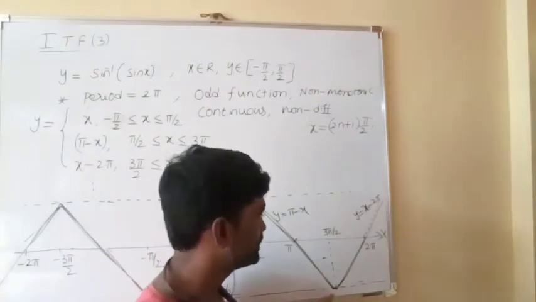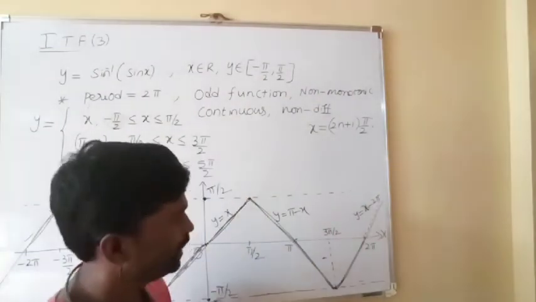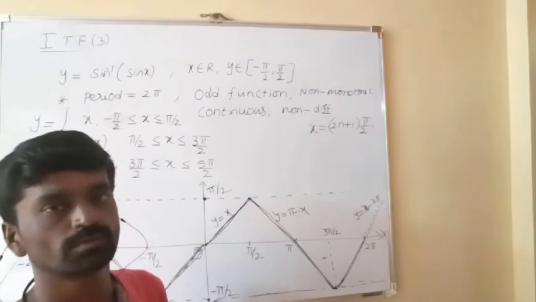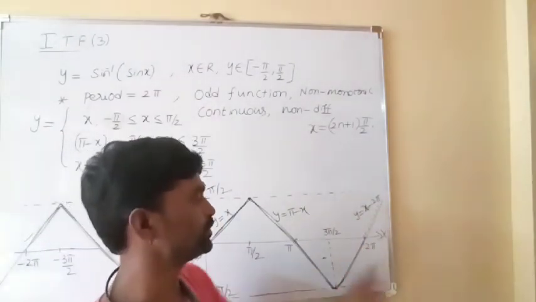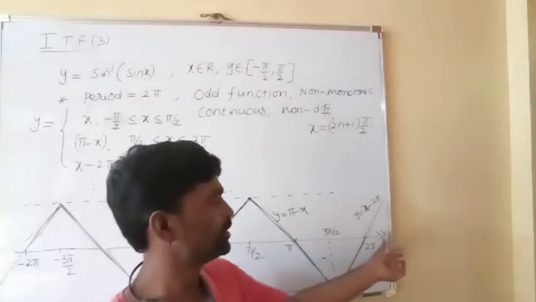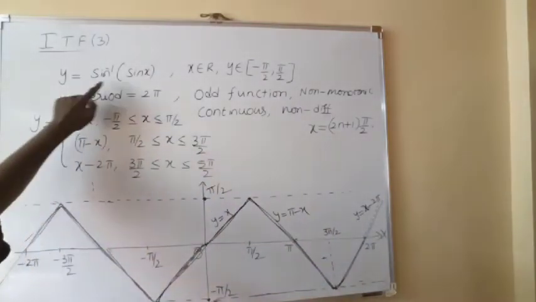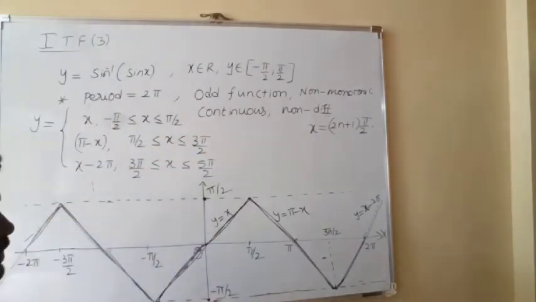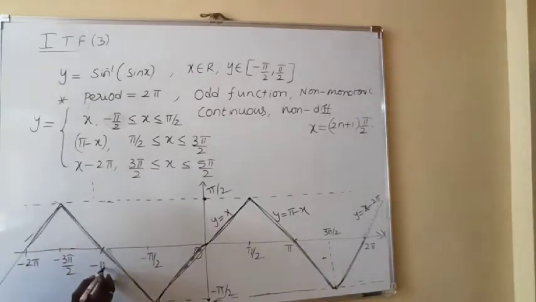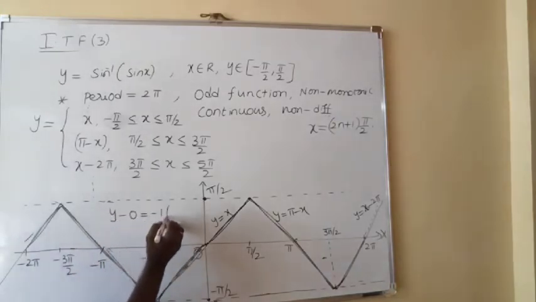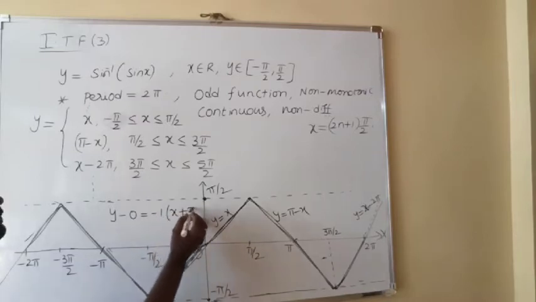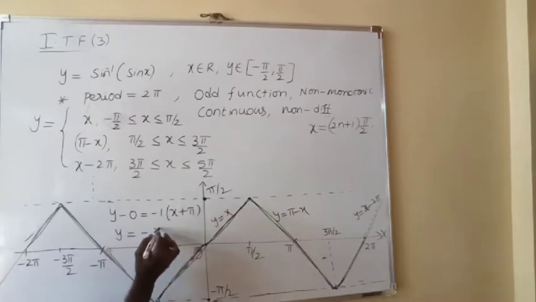As this line slope is minus 1, this line slope must be plus 1, passing through 2 pi comma 0. You can use the point slope formula. You will get this branch y is equal to x minus 2 pi. That means when x is lying between 3 pi by 2 to 5 pi by 2, sine inverse of sine x is x minus 2 pi. So next to this one, slope will be minus 1, passing through minus pi. So the line equation becomes y minus 0 is equal to minus 1 into x plus pi. So y is equal to minus x minus pi.